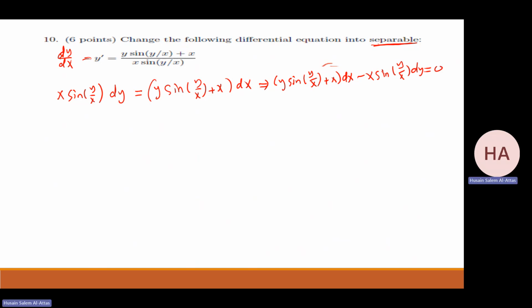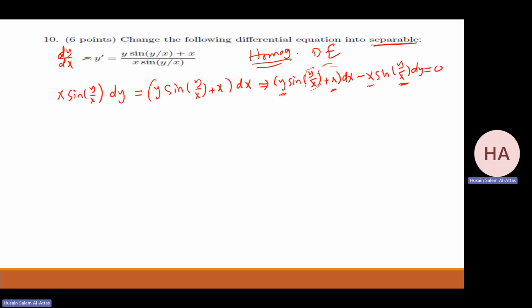I need to know something. This is homogeneous. Why is it homogeneous? If I let x equal tx and y equal ty, this will retain the same y over x, and this will be degree 1, this will be degree 1, this will be degree 1, and this will be the same. So I have homogeneous of degree 1. So it's a homogeneous differential equation.